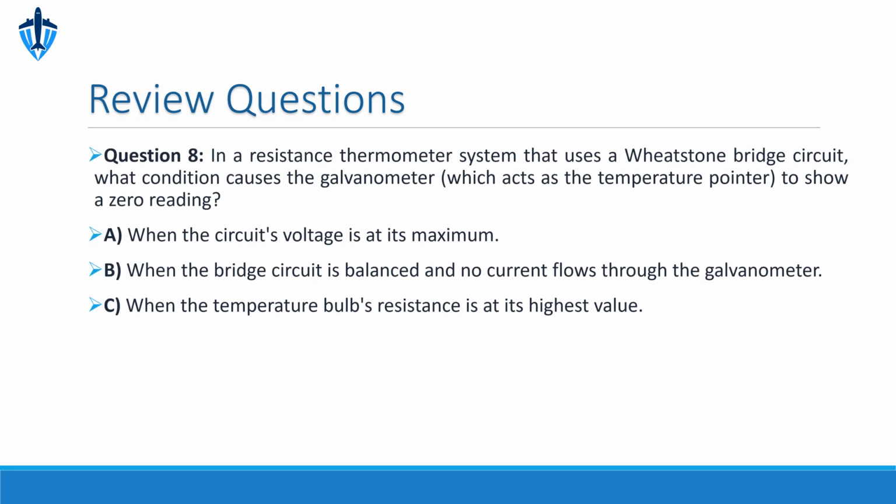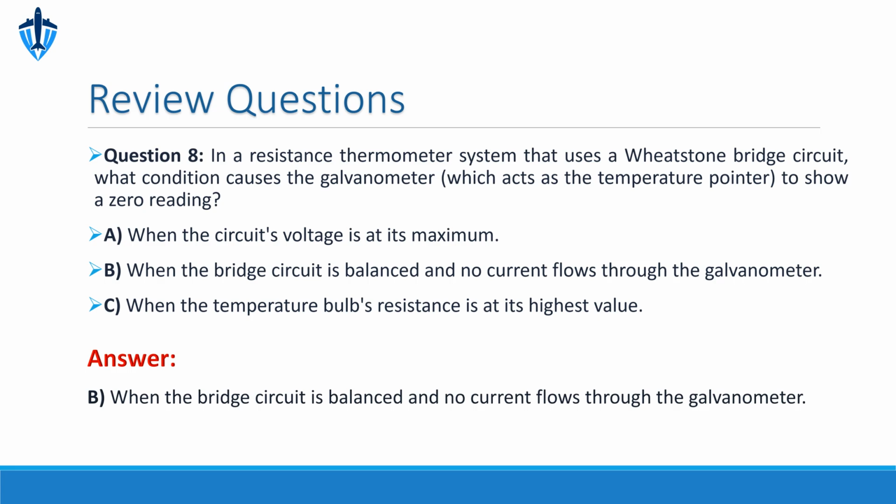Question 8. In a resistance thermometer system that uses a Wheatstone bridge circuit, what condition causes the galvanometer, which acts as the temperature pointer, to show a zero reading? A. When the circuit's voltage is at its maximum. B. When the bridge circuit is balanced and no current flows through the galvanometer. C. When the temperature bulb's resistance is at its highest value. The correct answer is B.